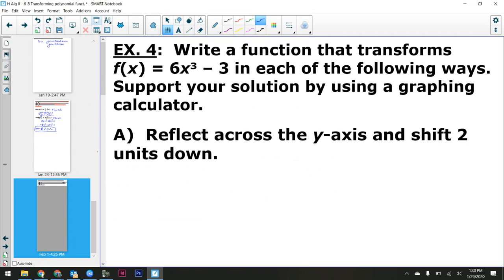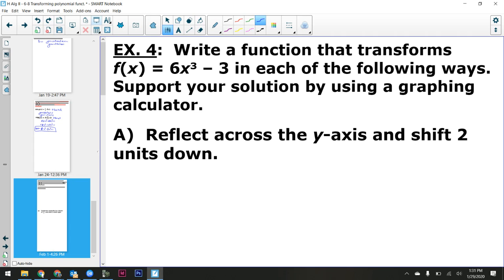Last type of problem we'll do is where we chain them together. Again, this is just like what we do with quadratics and linears. You're just chaining them together now. Reminder, just go in order that they're presented to you. Like I'm gonna have f of x is 6x to the 3rd minus 3, and then I'm gonna take the reflection across the y-axis and then chain it with the shift 2 units down. I'm going to start by reflecting it across the y-axis, and then I'm going to shift it 2 units down.